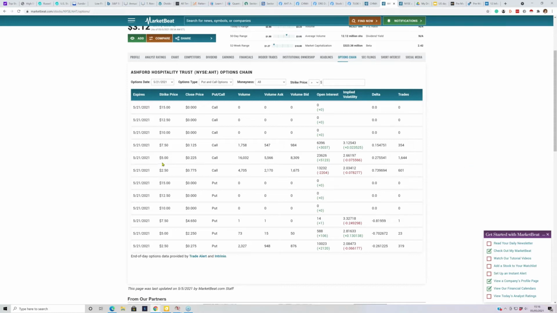But this strike price caught my eye. It's the $5 strike, not too far from where we are at the moment. The expiry date is the 21st, so we've got just over a couple of weeks. It has a very high open interest, 23,000, and it's also added another 5,000. So clearly, traders out there are pretty bullish on this stock.